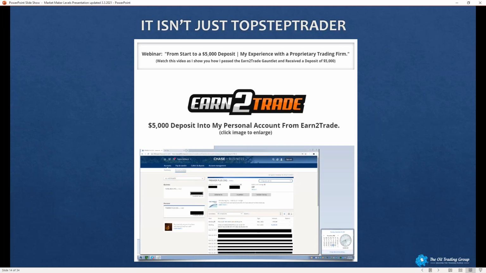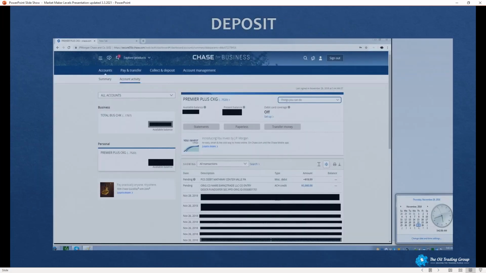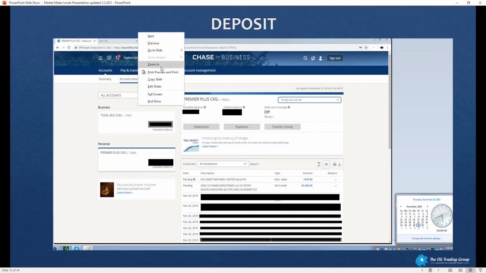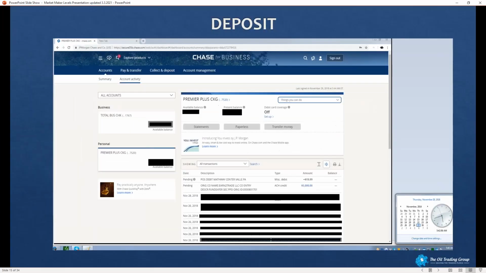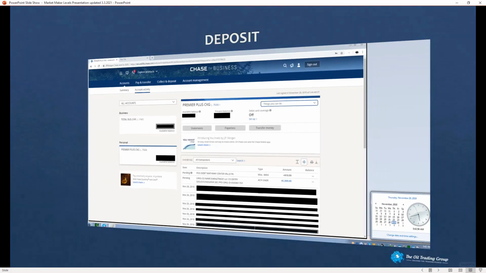And I created a webinar that was called From Start to a $5,000 Deposit, My Experience with a Proprietary Trading Firm. This is Earn to Trade. All right, so I don't know if you can see this or not, but let me see if I can zoom in on this. This is my business banking account, and what you'll see right here is the $5,000 Earn to Trade deposit that they made to me based on us passing their criteria with our trading methodology and the levels that I'm going to show you in here today.